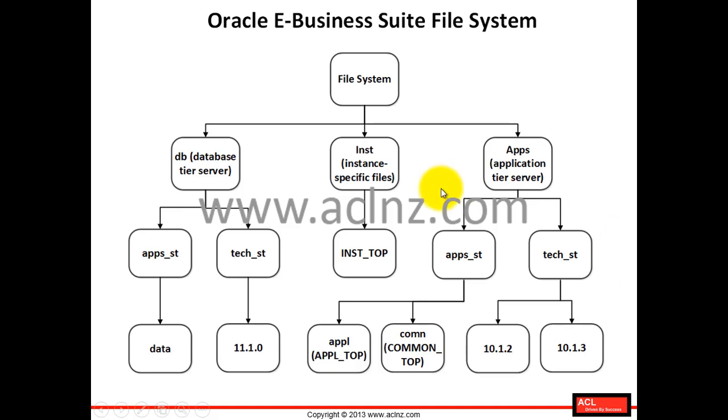You have seen this diagram in a previous movie, and as you would see, again there are three top directories. You've got one for database, one for install top, and one for application. Within database you've got Oracle Home, and then you've got install top directory, and then you have applications directory within that. The most important ones are Apple Top and Common Top, and then your Oracle Homes lie in 10.1.2 and 10.1.3. Now I will explain each of these in a little more detail.